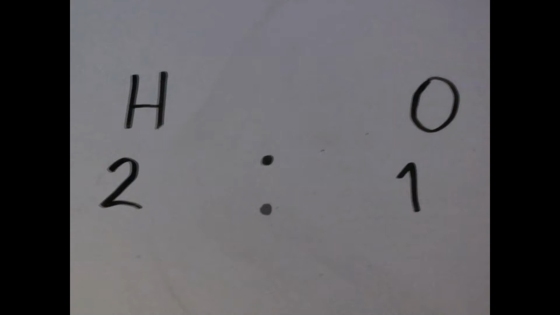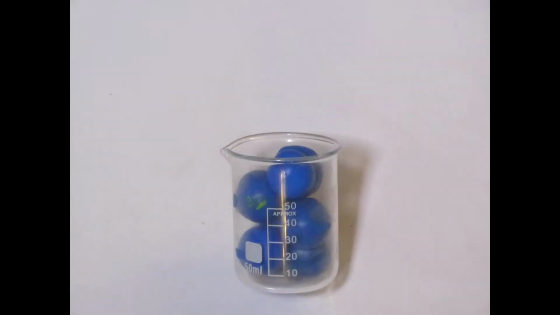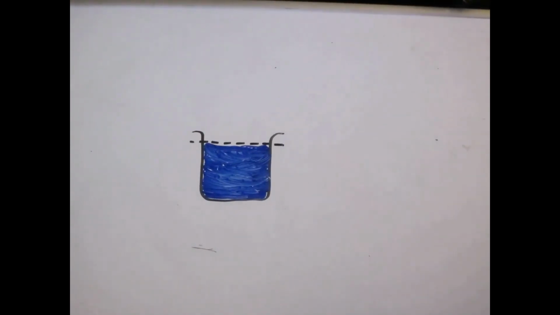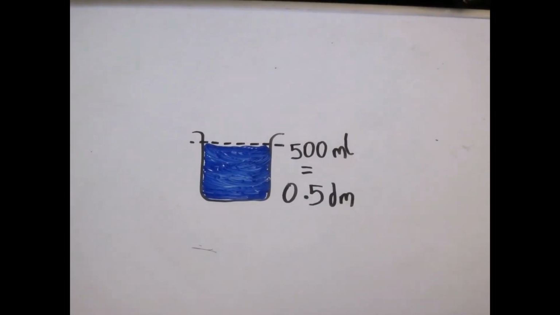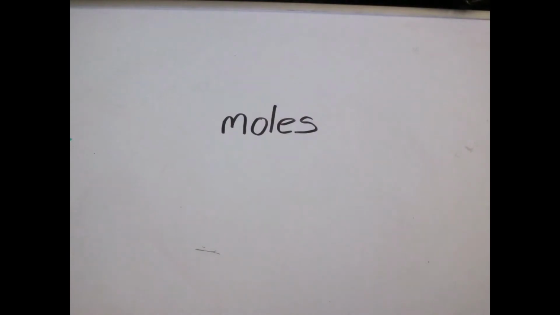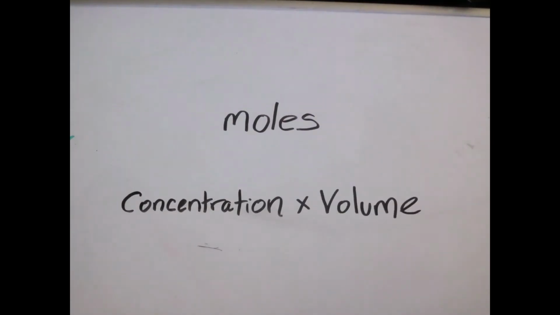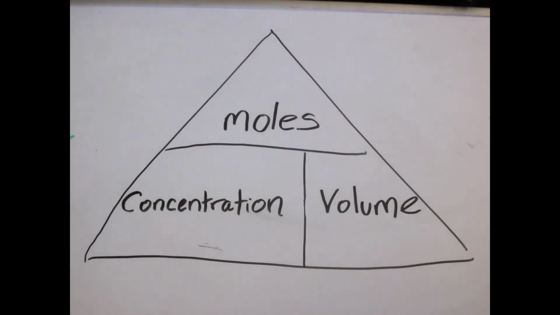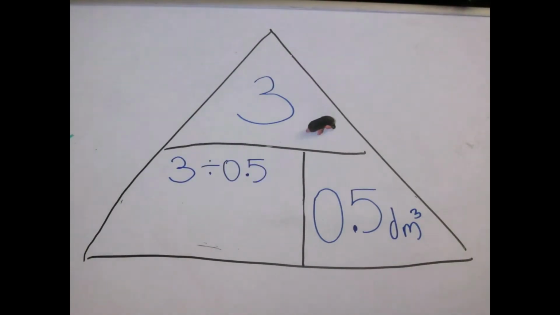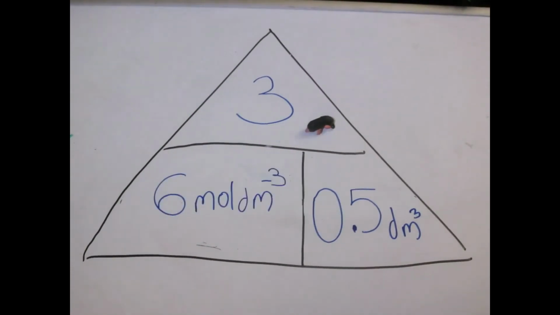Perfect, all going well. But what if we can't weigh something? How are we supposed to find out how much water we have? Let's say we have 500 milliliters of a liquid. This is equal to 500 centimeters cubed. Divide by 1,000 to give us 0.5 decimeters cubed. How do we find out how many moles there are? Here comes another equation. Moles is equal to concentration multiplied by the volume. So if we have 0.5 decimeters cubed, 3 moles, 3 divided by 0.5 gives us a concentration of 6 moles per decimeter cubed.